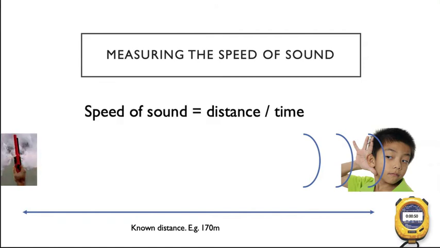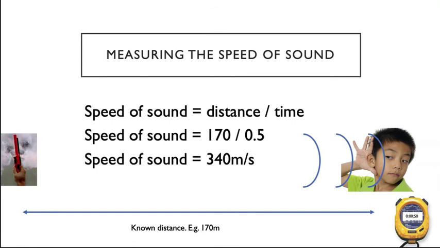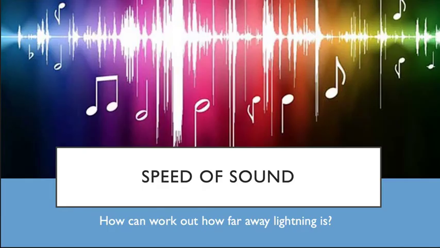So we've just said that the speed equals the distance divided by the time. So the speed of sound will equal the distance that sound has travelled divided by the time taken. So if we say that the distance was 170 meters and the time was 0.5 seconds, then the speed of sound would be about 340 meters per second, which is about what it is. So that's pretty much the end of the lesson on the speed of sound.